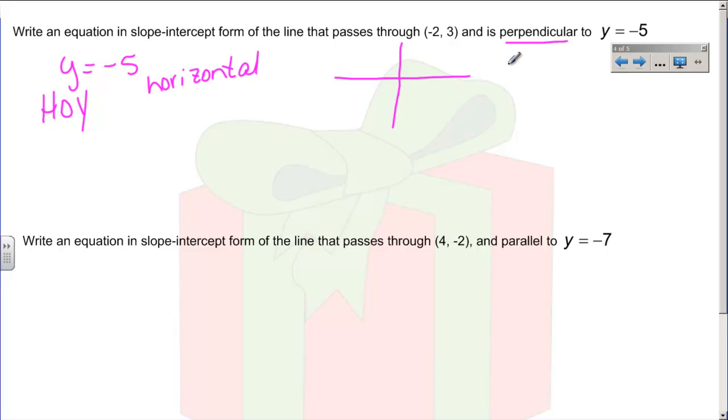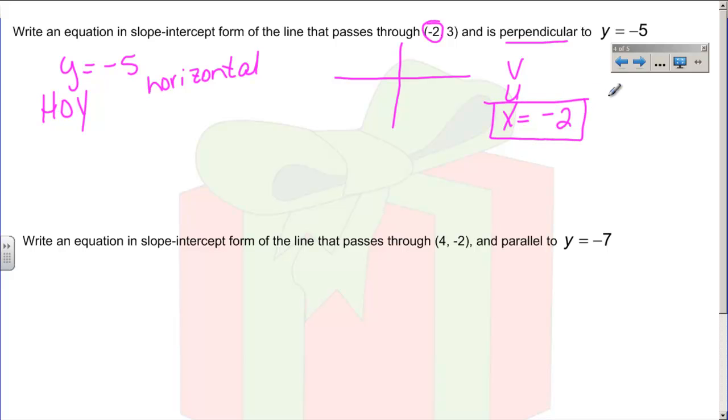Well, vertical lines, here's our little acronym for that. Vertical lines, I have undefined slope, so I can't just write it in point slope form because I don't have a slope. But their equations are always x equals. Well, if I look at my point right here, x equals -2. So the line that is perpendicular to y equals -5 is x equals -2. And I just pulled that straight from the point.